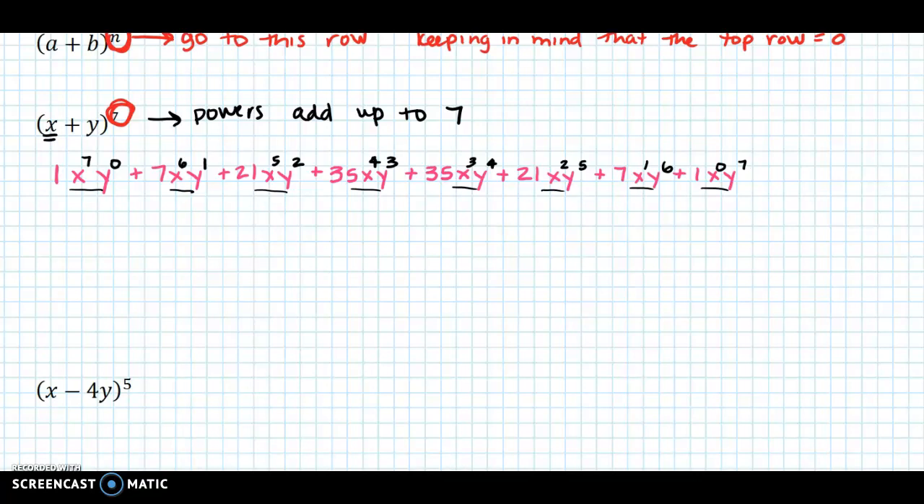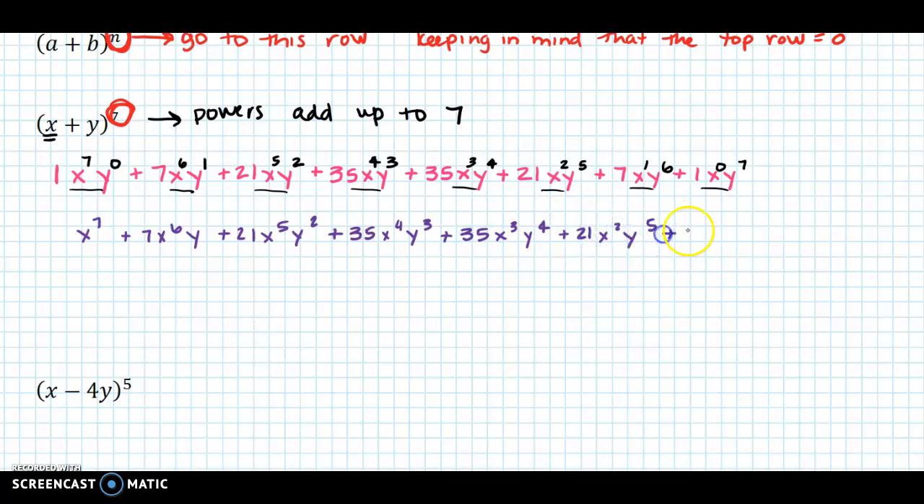So you can simplify it a little bit and say x to the 7th plus 7x to the 6th y plus 21x to the 5th y squared plus 35x to the 4th y to the 3rd plus 35x to the 3rd y to the 4th plus 21x squared y to the 5th plus 7x y to the 6th plus y to the 7th.